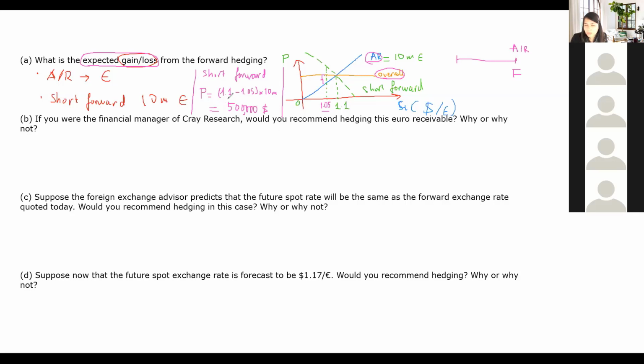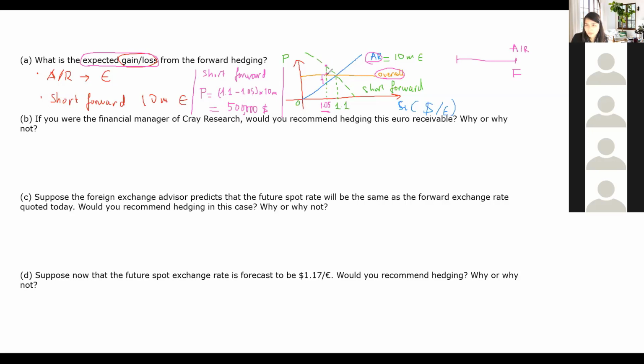So in this case, with a short forward contract, I expect to make a gain. Because in the future, when the exchange rate turns out to be 1.05, I'm going to make a gain from the short forward position.